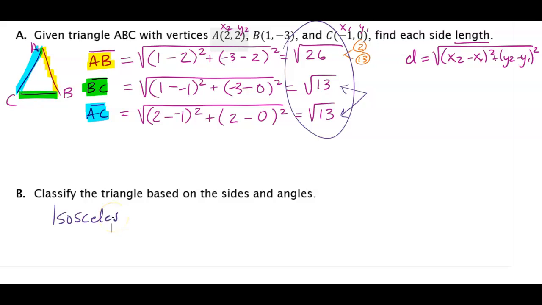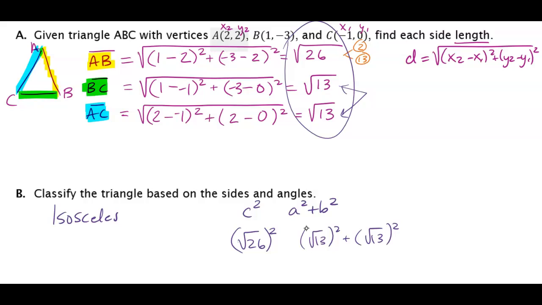And then in order to classify it based on its angles, we have to use the converse of the Pythagorean theorem. So that is saying, how does c squared relate to a squared plus b squared? Is it equal? Is it greater than? Is it less than? So remember that c has to be the biggest side. That means the square root of 26 has to be our c. So it's going to be the square root of 26 squared. And then I'll do the square root of 13 squared plus the square root of 13 squared, because that would be our a and our b, and it doesn't matter which one is which.